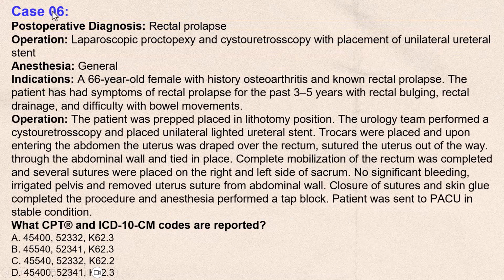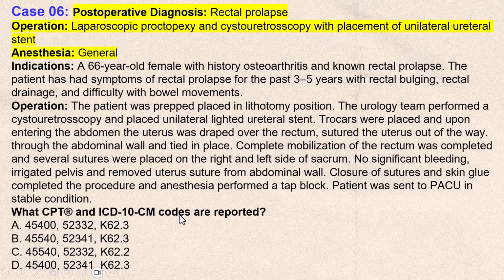Case number 6 is asking for CPT and ICD-10-CM codes. You can see all adjacent codes, so you can use the elimination method. Here you have to highlight the postoperative diagnosis, that is rectal prolapse, and the procedure done, that is laparoscopic proctopexy. That is one procedure, and cystourethroscopy with placement of a unilateral ureteral stent. So there are two procedures done. Anesthesia is general. So let's go for the elimination method.